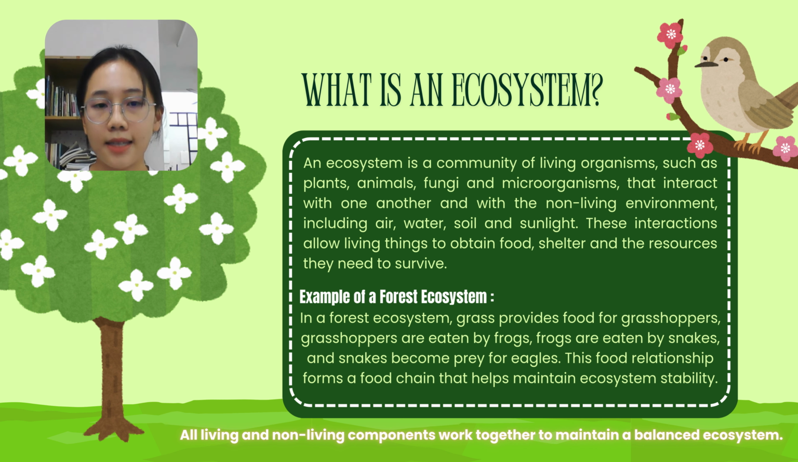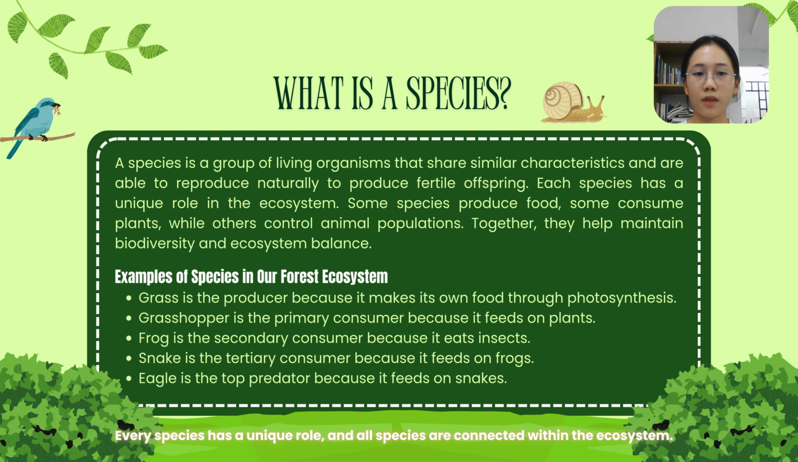The students can easily understand that every species has a different role and that removing one species can affect the balance of the whole ecosystem. So next, let us understand what a species is. A species is a group of living organisms that share similar characteristics and are able to reproduce naturally to produce fertile offspring. Every species has a unique role within an ecosystem.